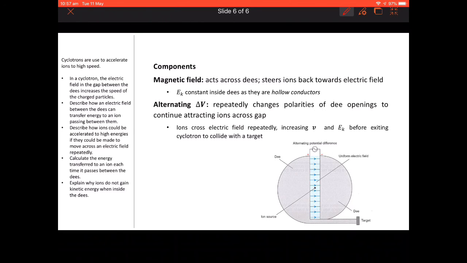The alternating potential difference, which is indicated by this symbol here, repeatedly changes the polarities of the D openings, and this is so the ions continue to get attracted back and forth across the gap, gradually spiraling all the way outwards until they exit and head towards their target. As they're repeatedly crossing the electric field, their velocity continues increasing, and therefore so does their kinetic energy, before exiting the cyclotron to collide with their target.